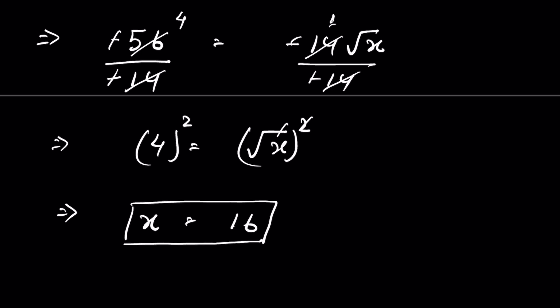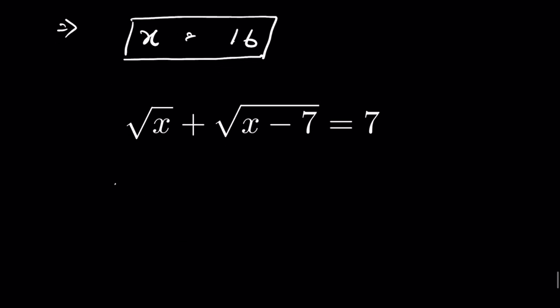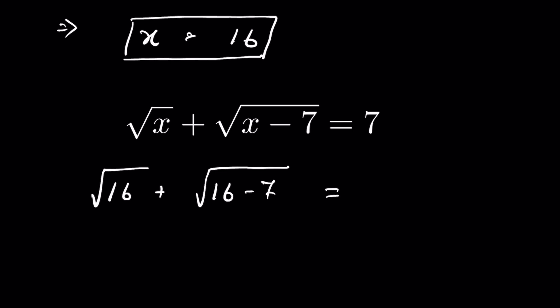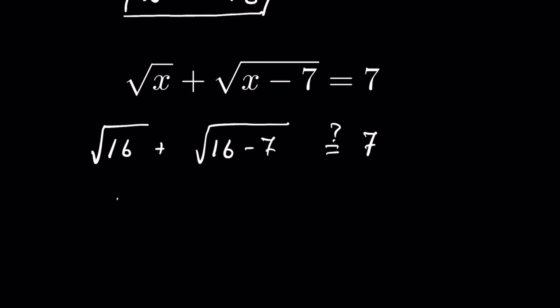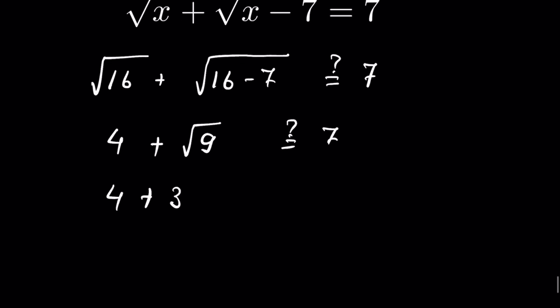Let's verify this answer. When x equals 16, square root of 16 plus square root of 16 minus 7, this should be equal to 7. We have to check. Square root of 16 is 4 plus 16 minus 7 is 9 under square root. Again 4 plus square root of 9 is 3. 4 plus 3 equals 7. LHS equals RHS. Therefore our answer is x equals 16.